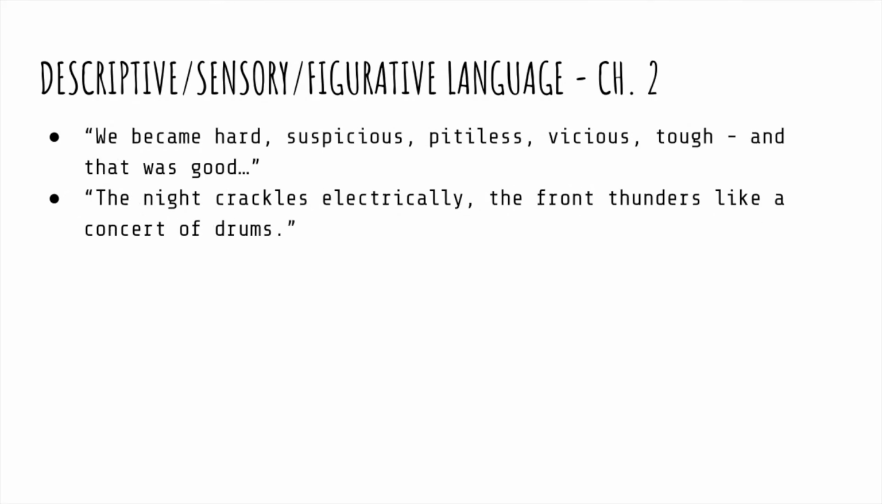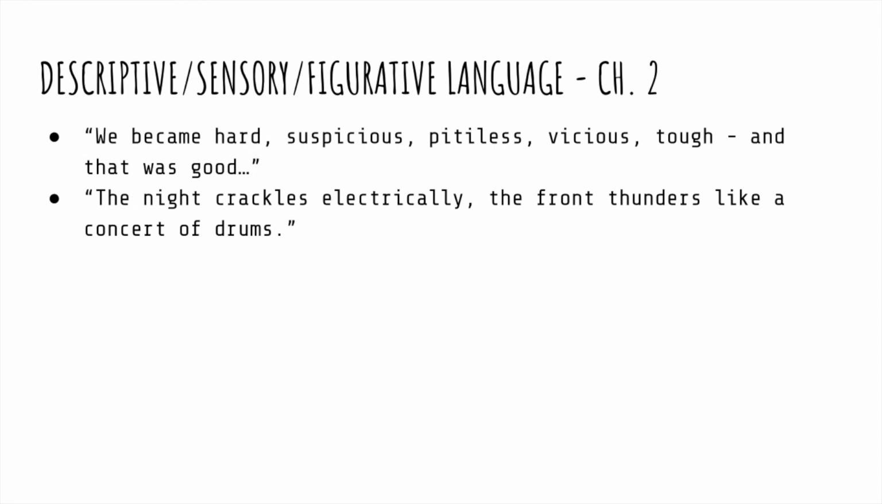For chapter 2, the first one is really just a lot of adjectives. We became hard, suspicious, pitiless, vicious, tough. The author is making you see the type of person they are now by using a series of great, descriptive, precise adjectives. Okay? The next one is perfect. The night crackles electrically. The front thunders like a concert of drums. That is an example of a simile. It is not appealing to your sight, it is appealing to your hearing.